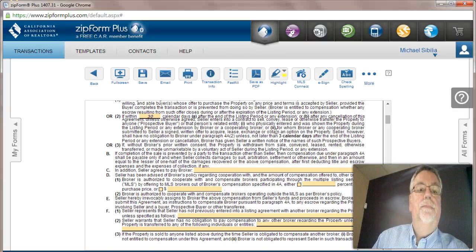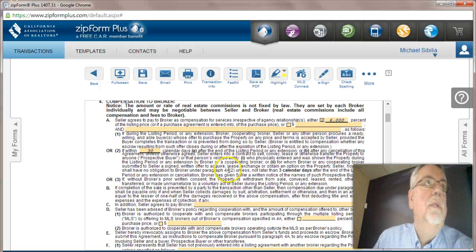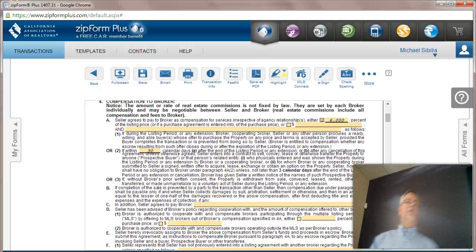Yes, question? Because it says "or," you don't have to fill that out, right? Number 2, you could just fill out 1. You could say 6%. No, that's not what it means. If you don't fill it out, you don't get anything. What does number 1 say? Let me just make sure that everybody understands this. Number 1 is the best clause in this contract.